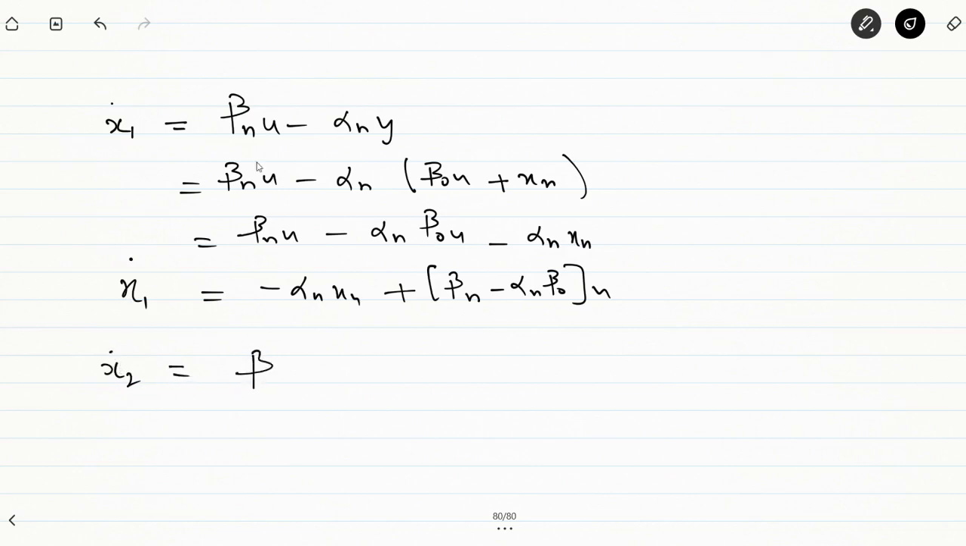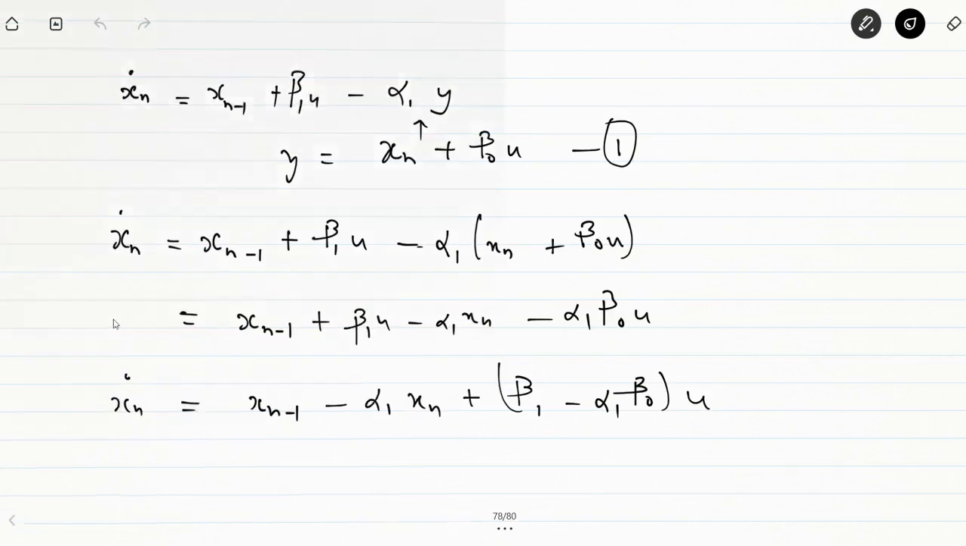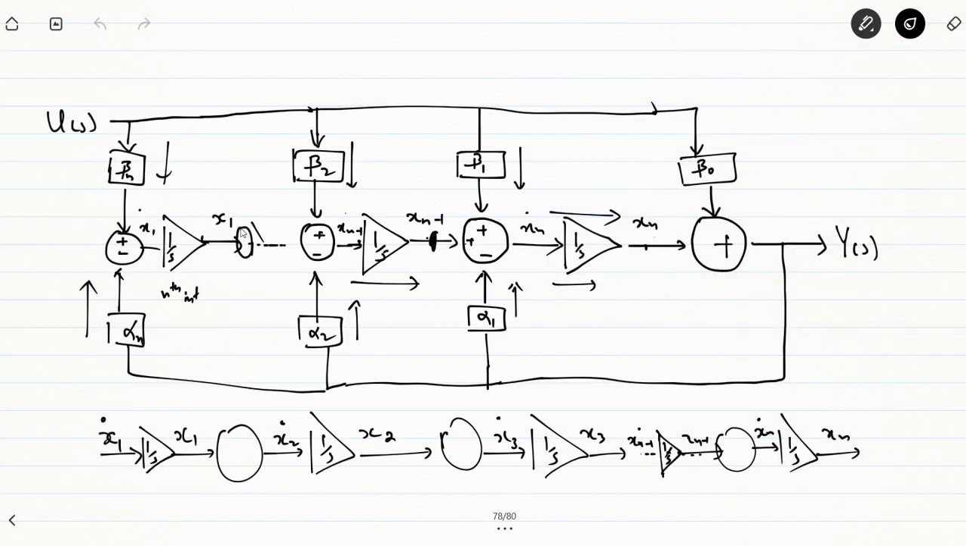Let's calculate x2 dot. What will x2 dot be? Looking at this general form now, x2 dot will be beta n minus 1 times u minus alpha n minus 1 times y. Here there is first a summer, after that an integrator, and this is x1 before x2 dot. So the signal coming from here is beta n minus 1, and from here minus alpha n minus 1. Your x2 dot is beta n minus 1 times u minus alpha n minus 1 times y plus x1.